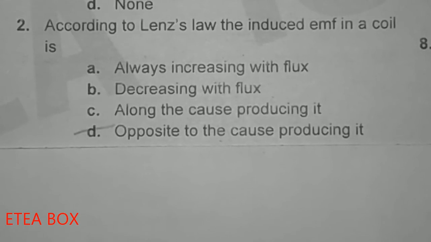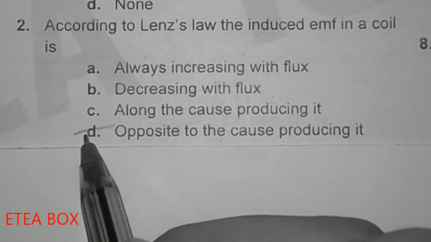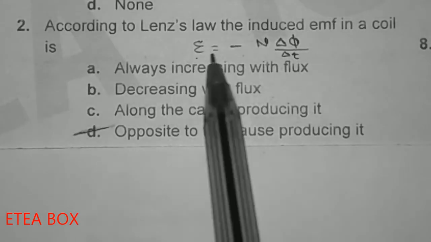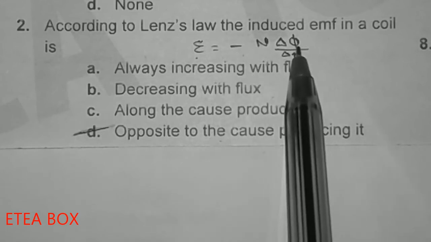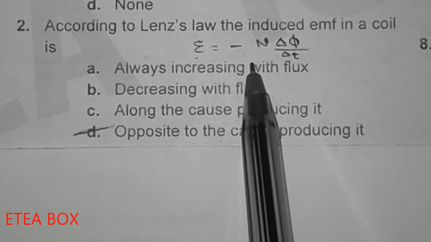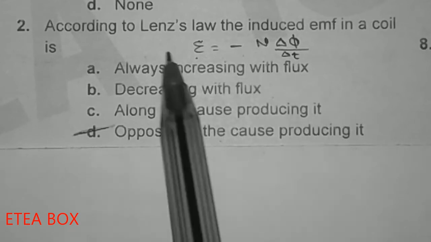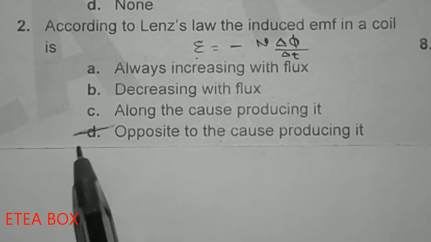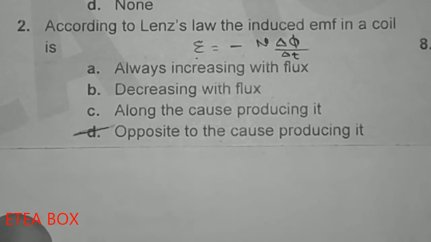According to Lenz's law, the induced EMF in the coil is opposite to the cause producing it. Option D is correct here. Now look here, EMF is equal to minus N times the rate of change of magnetic flux, where N is the number of turns, okay? So this negative sign shows that the EMF is always opposite to the cause producing it. So option D is correct.